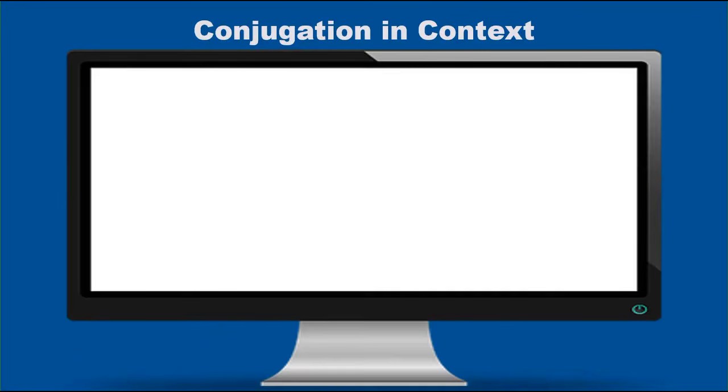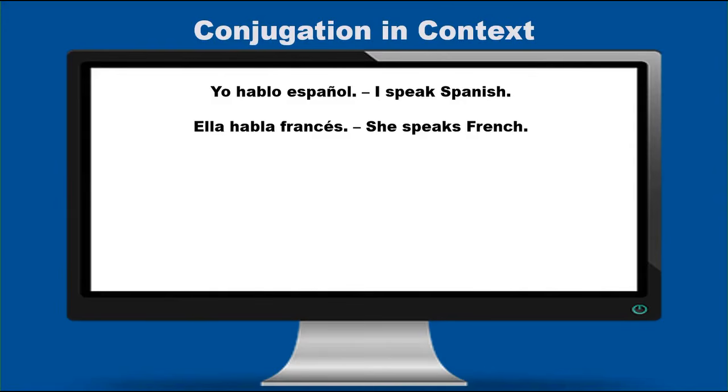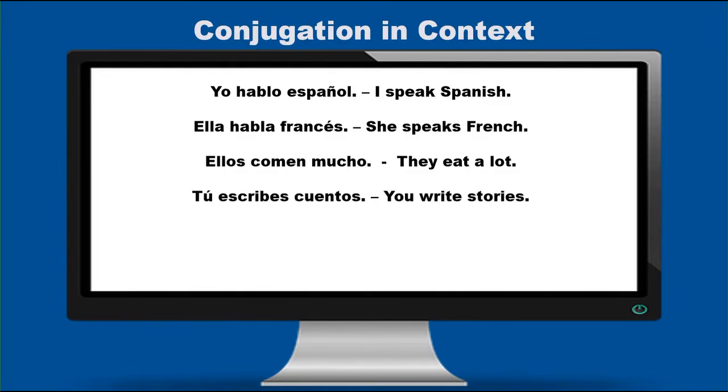Now let's look at conjugation in context in the form of a few simple sentences. Yo hablo español. I speak Spanish. Ella habla francés. She speaks French. Ellos comen mucho. They eat a lot. Tú escribes cuentos. You write stories.